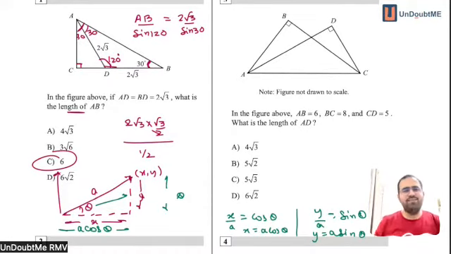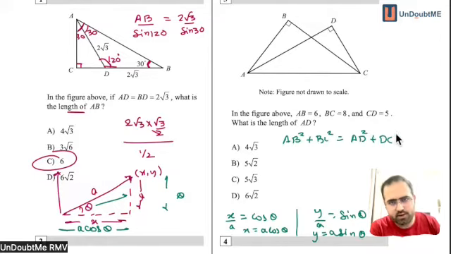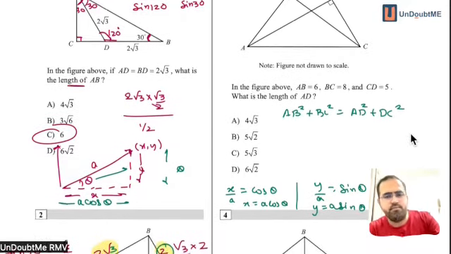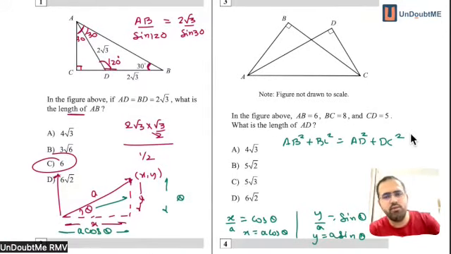I tried, but still I will solve. Look, you didn't have to find AC. You just have to see that AC is acting as a common hypotenuse for both. So you can directly write AB square plus BC square is equal to AD square plus DC square. Both of them are equal to AC square, so why write that?